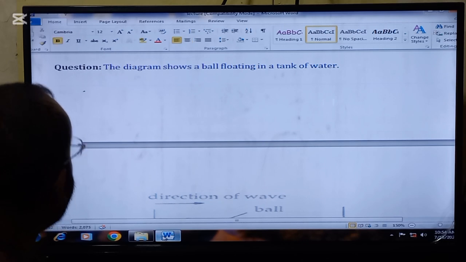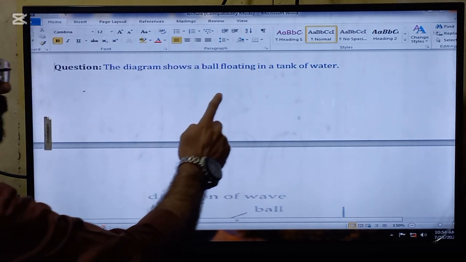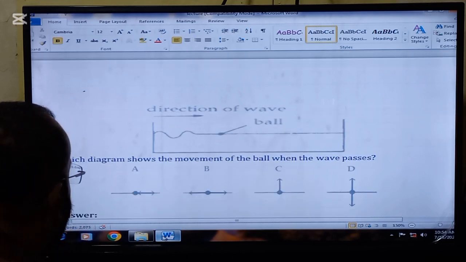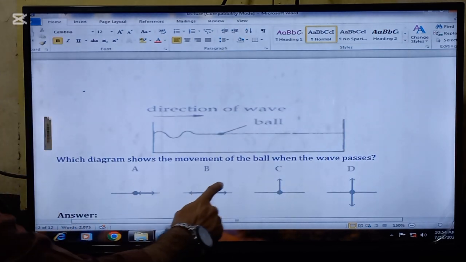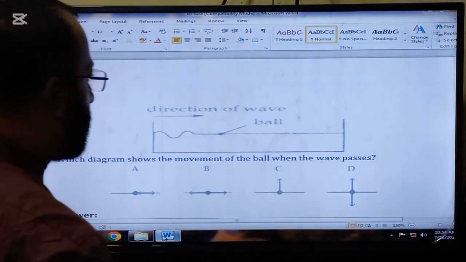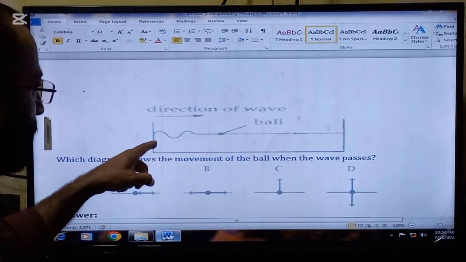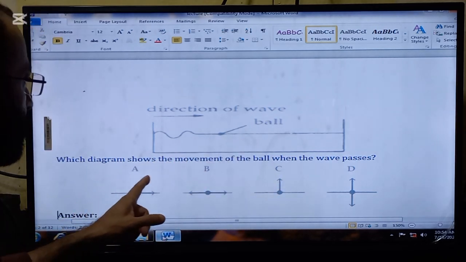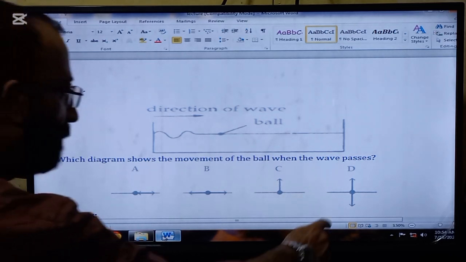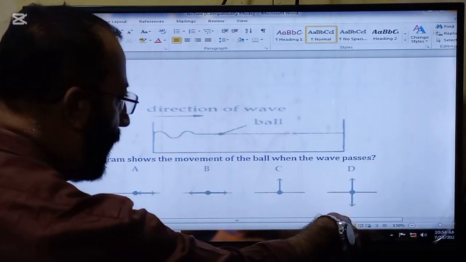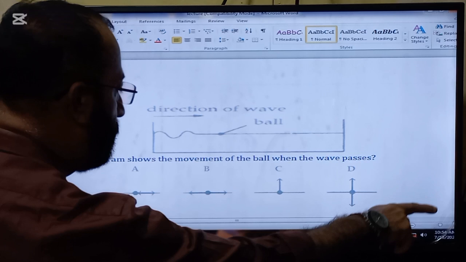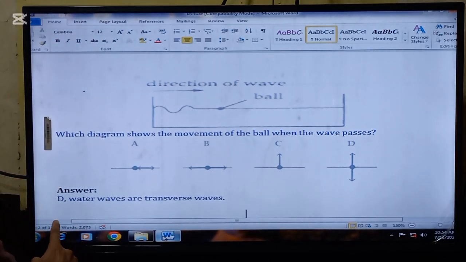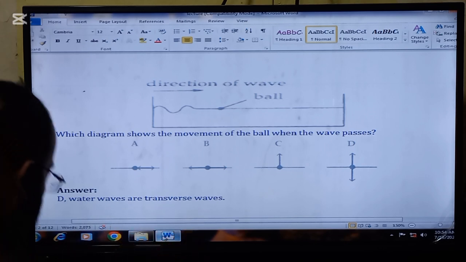Here is a question. The diagram shows a ball floating in a tank of the water. Which direction shows the movement of the ball when the wave passes? So here is a ball. The wave is passing through it. Which direction diagram shows the movement of the ball? So the ball will move transversely at right angles to the direction of the wave. So D part will be the answer. So D, water waves are transverse waves.